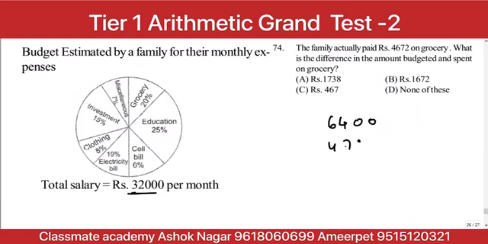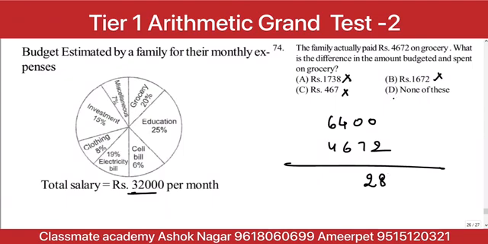This is 6,400 and this is 4672. If you subtract, you'll get what? 28. You don't have 28 here. So the answer is none of these. It is actually 1728. That should be the correct answer.